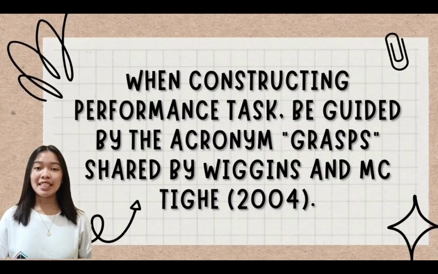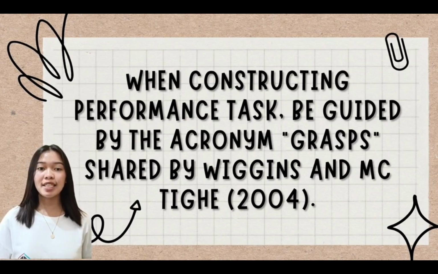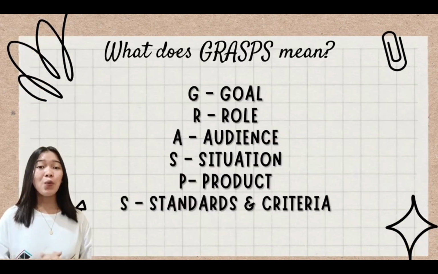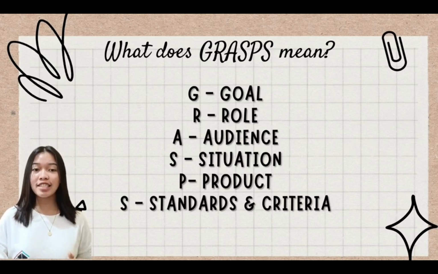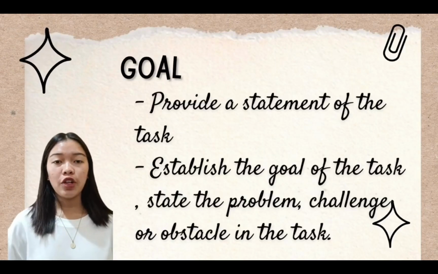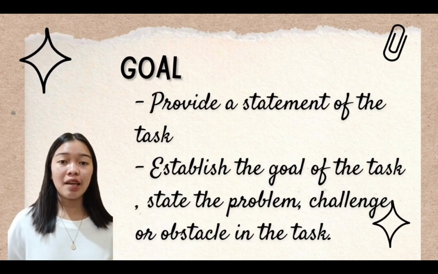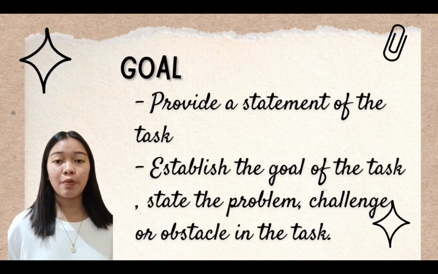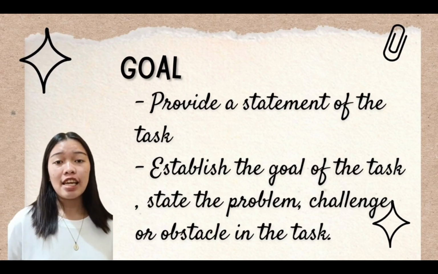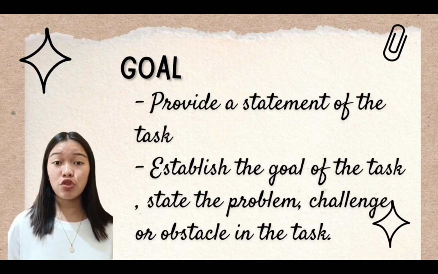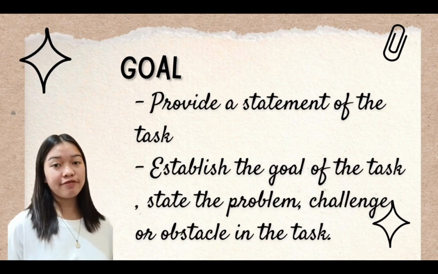When constructing performance tasks, be guided by the acronym GRASPS, shared by Wiggins and McTighe. What does GRASPS mean? It is goal, role, audience, situation, product, and standards and criteria. Goal: provide a statement of the task. Establish the goal of the task or state the problem, challenge, or obstacle in the task. So it is to establish the challenge, issue, or problem to solve. For example, your goal is to write a poem. So it is about the task the student is to achieve.